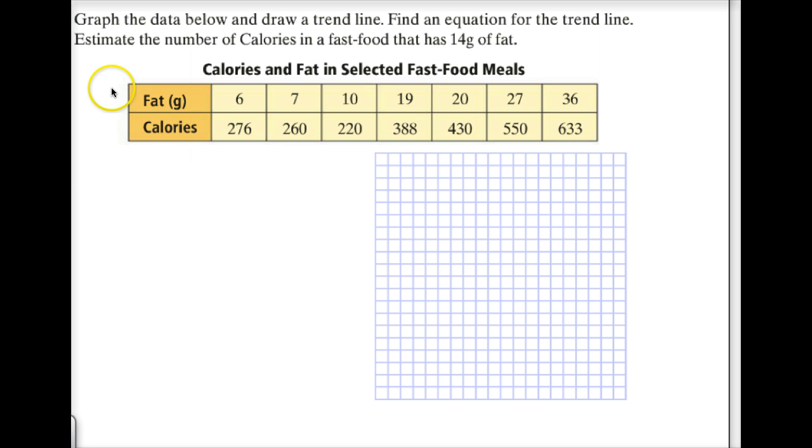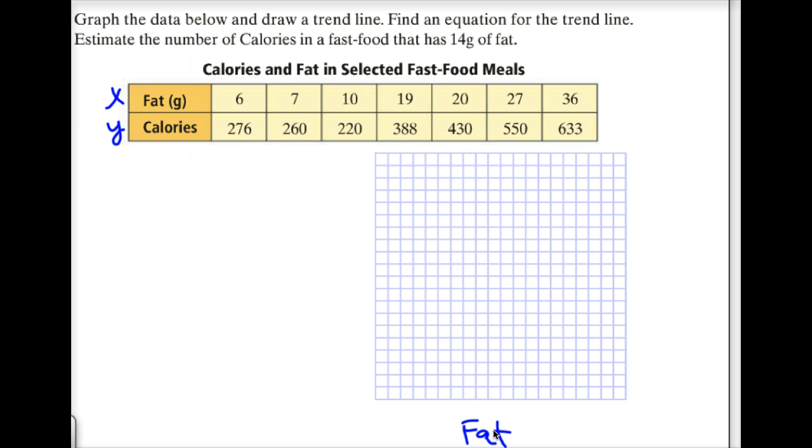Usually the top is going to be your x value or your independent variable. The bottom of a table is going to be your dependent variable. It's going to be your y values. In this case, we're just going to talk about fat and calories. The fat, again, goes on the x-axis, so we're going to put fat down here.